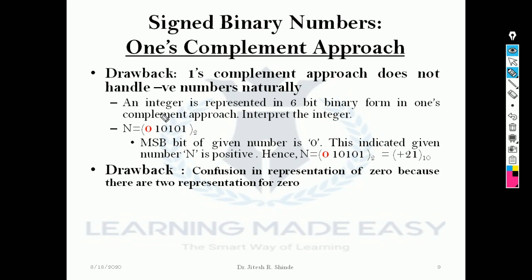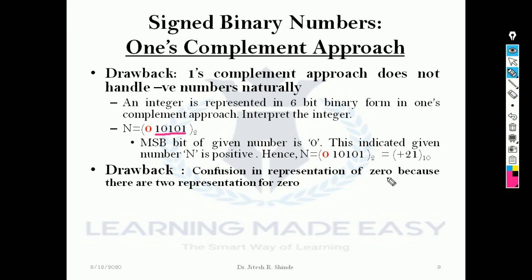Thus, if the number is positive, the remaining n minus 1 bits will represent the actual magnitude. On the other hand, if the number is negative, the remaining n minus 1 bits will not give the exact magnitude of the number. In that case, we need to find the one's complement of the number. Thus this drawback says that the one's complement approach does not handle negative numbers naturally.